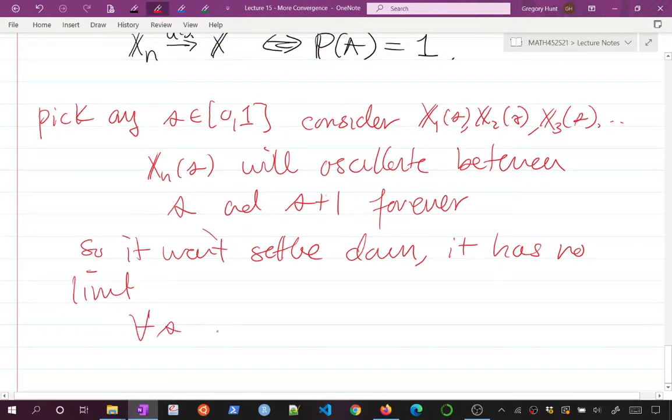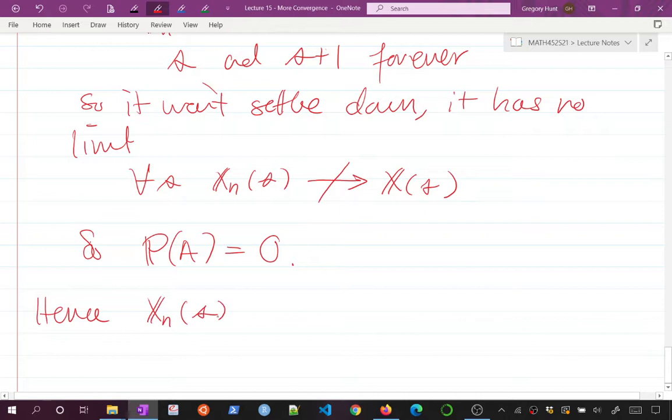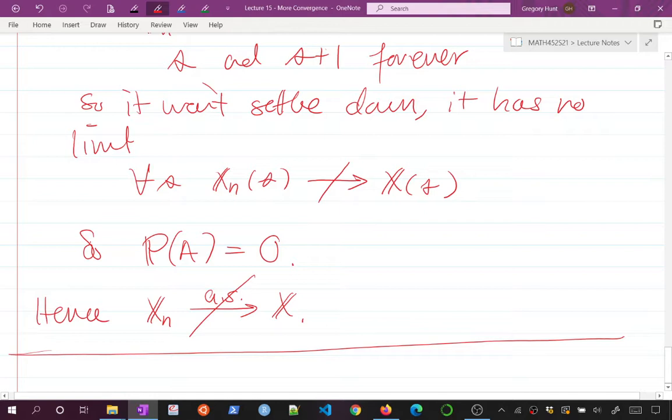So indeed, for all s, we get xn of s does not converge to x of s, and so the probability of A is not only not 1, it's actually 0. And thus we can say that xn does not converge almost surely to x. And so that gives you a bit of a flavor of the difference. So here's an example where something converges in probability, but doesn't converge almost surely. Because you can get a probabilistic bound that will converge, but the functions themselves don't converge for a sufficiently large set. And so that's the flavor of the difference.